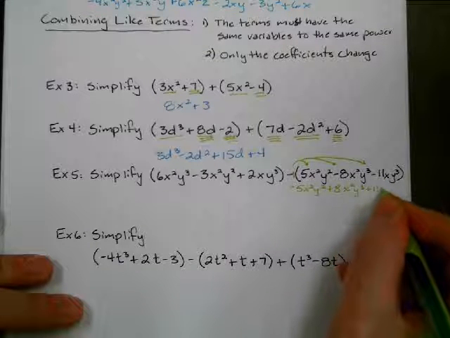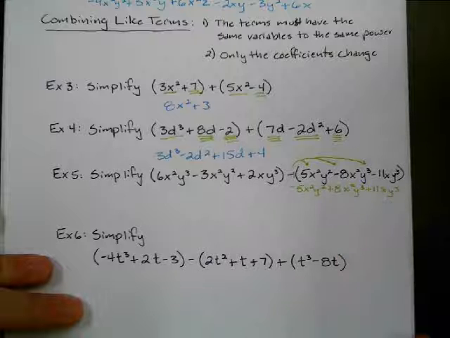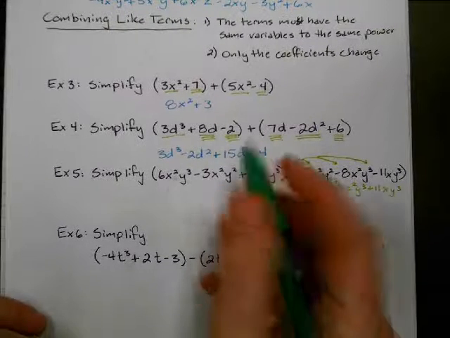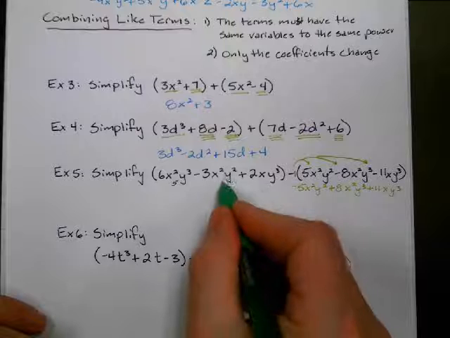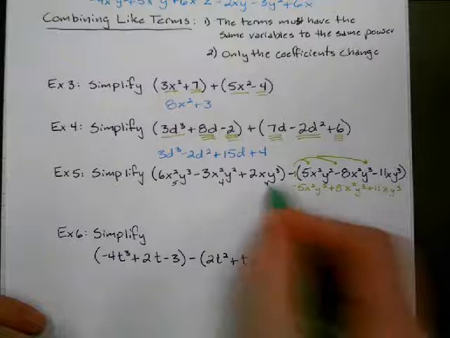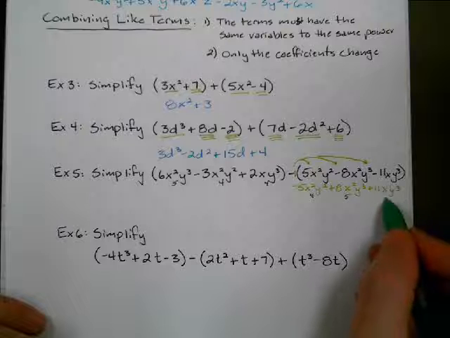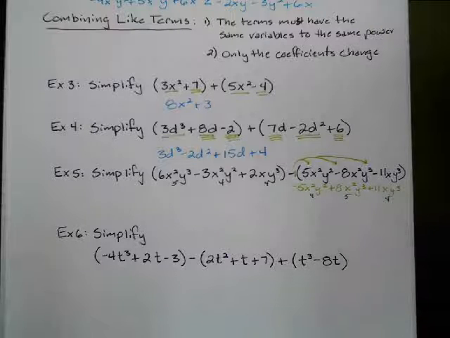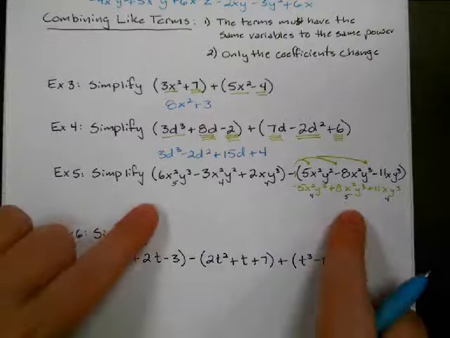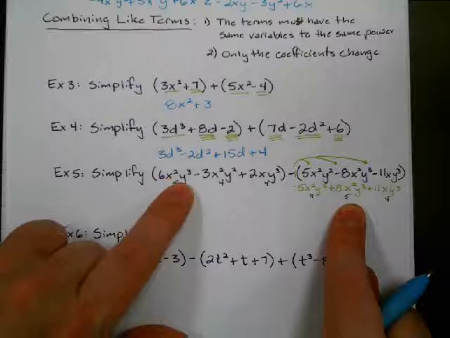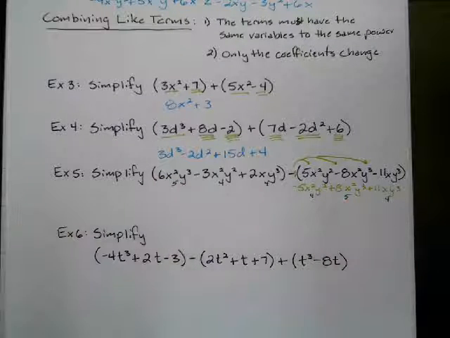All right, here's where it gets tricky, where we have to really look at what goes with what and look at the degrees as well. This is 5th degree, this is 4th degree, 4th degree, 4th degree, 5th degree, 4th degree. So everything is either the 4th or 5th degree. So let's look at the two 5th degrees. Do they have the same variables to the same power? X squared y to the third, x squared y to the third. Yes, they do. So I can combine those two.